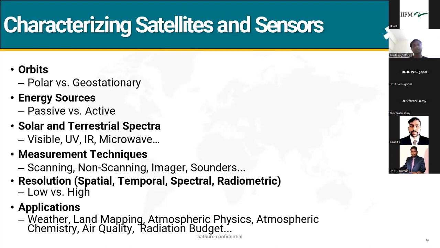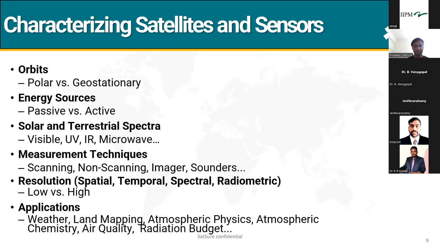For resolution, again, there are four types: spatial, temporal, spectral, and radiometric. Spatial resolution means, let's say on the ground there is a building. If we are able to see the building in an image, it means the spatial resolution is very high. If we are not able to see that building, then the spatial resolution is low. On the resolution side, we can get satellite data at 10 meter spatial resolution, 5 meter, 0.5 meter spatial resolution and so on.